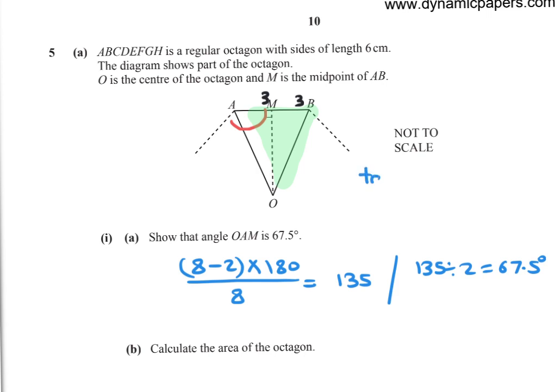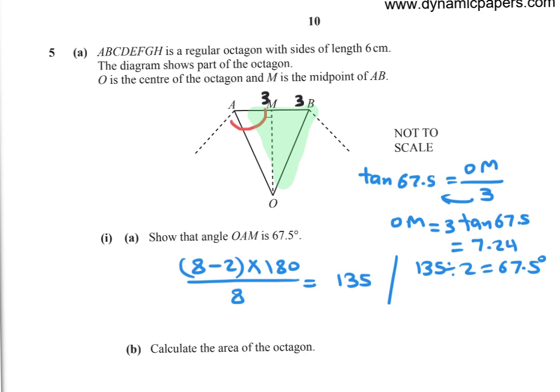So using tan, we can find the height, OM, because tan 67.5 equals opposite, which is OM, over adjacent, which is 3. So it equals OM over 3. Now OM equals 3 tan 67.5, which equals 7.24 to 3 significant figures.